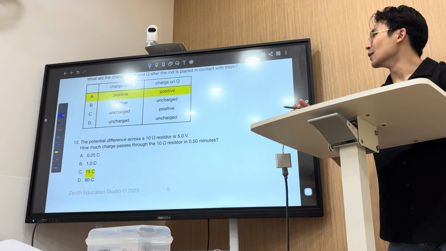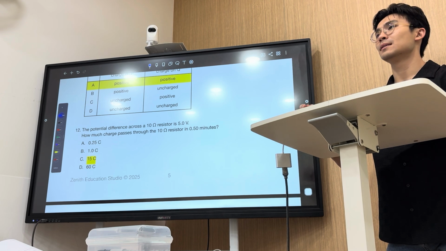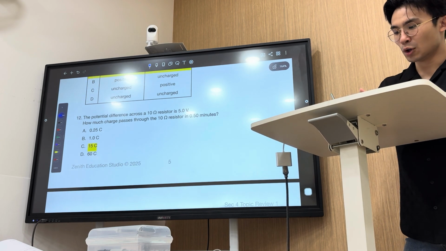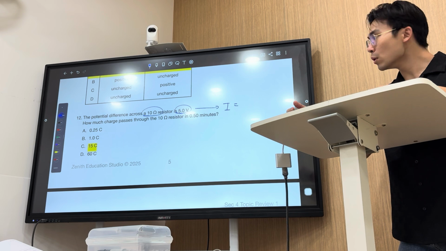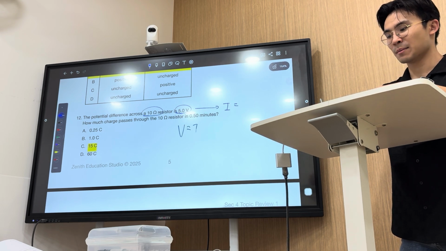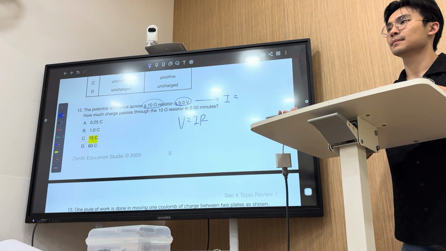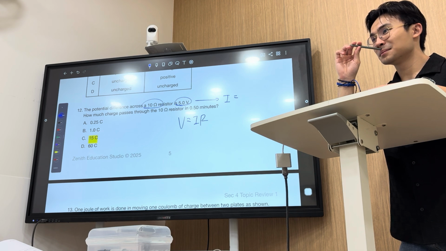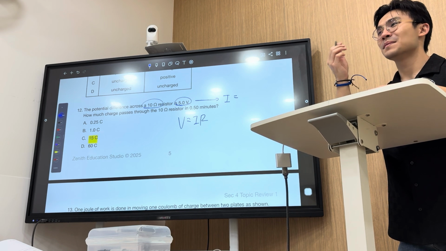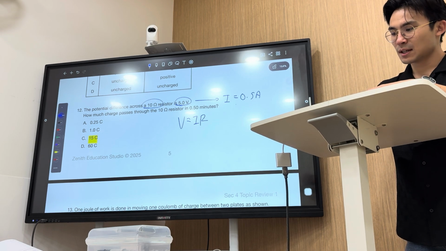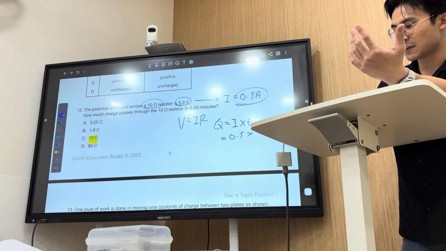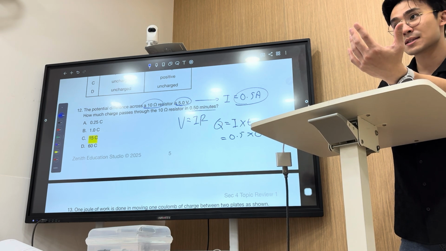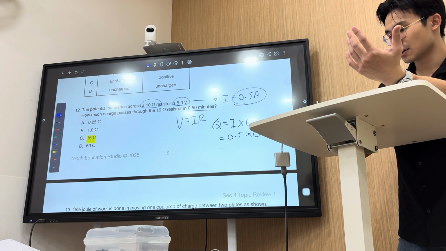Owen, question 12, you okay? 10 ohms, 5 volts. What's your current? V equals IR. So 0.5 amperes. Then we apply the formula again. Q equals I times t. 0.5 times 0.5 minutes, times 60 seconds. Go ahead and calculate. You will get 15 coulomb.